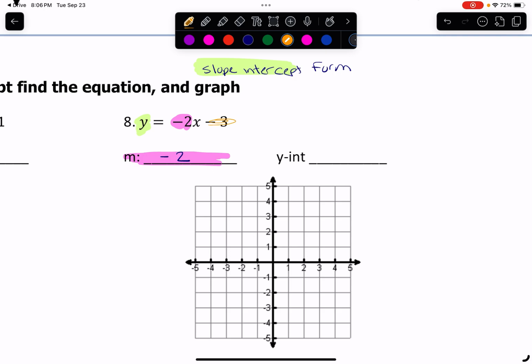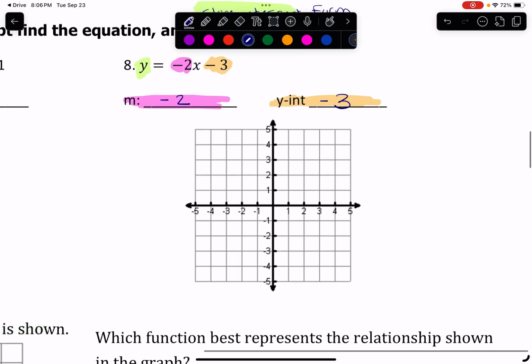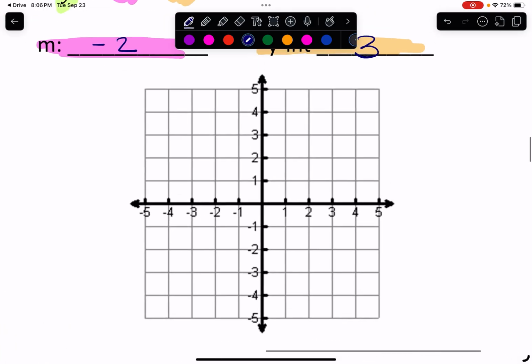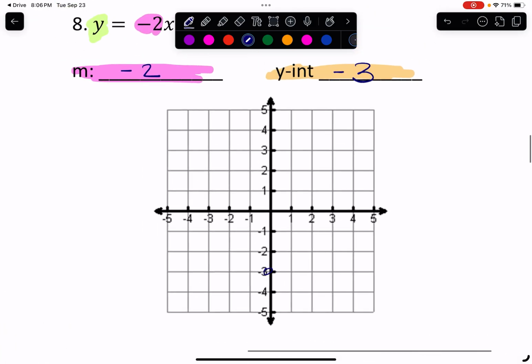The number that's not in front of the x is the number that's by itself. That's my y-intercept. So that's going to be -3. So I'm going to start the graph off at -3 on the y-axis. Whoops. So I'm going to come down here. Let's see. Y is -3. So I'm going to put a point at the y-intercept of -3.